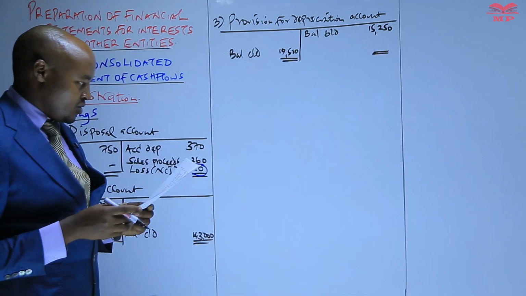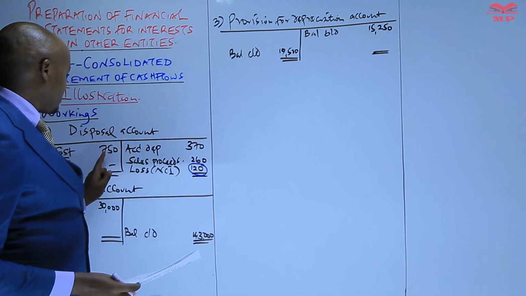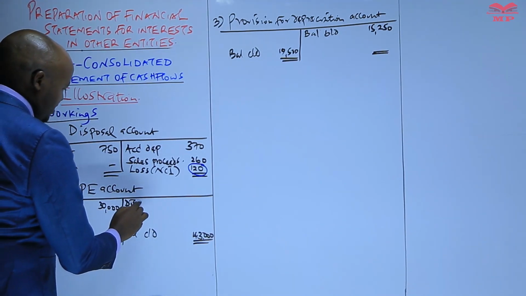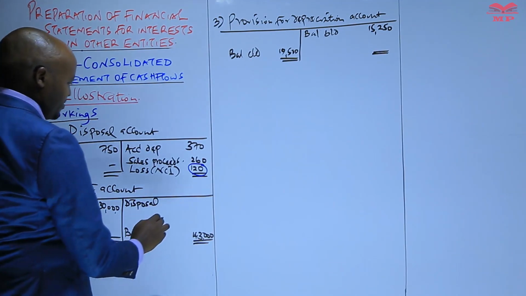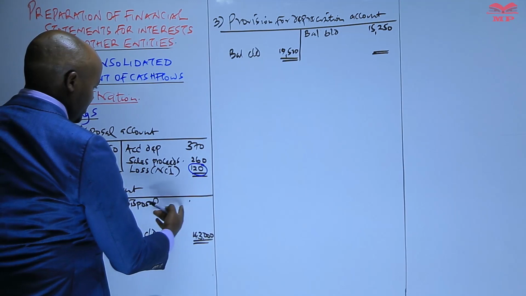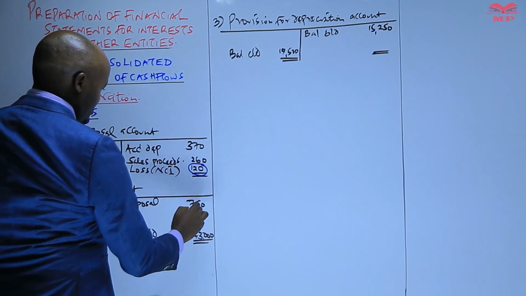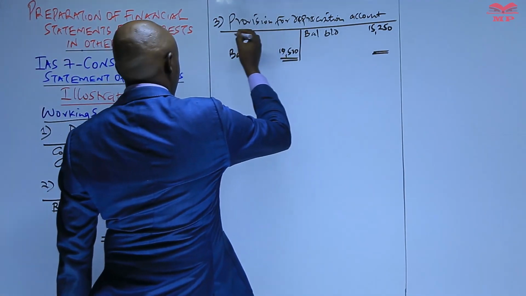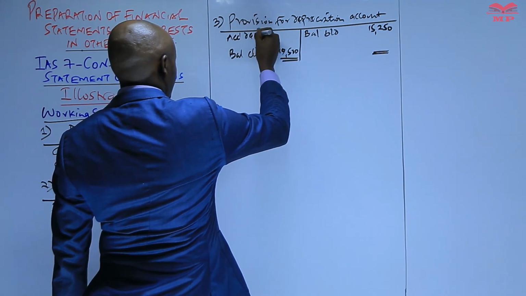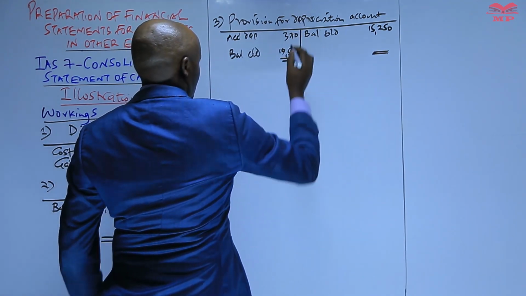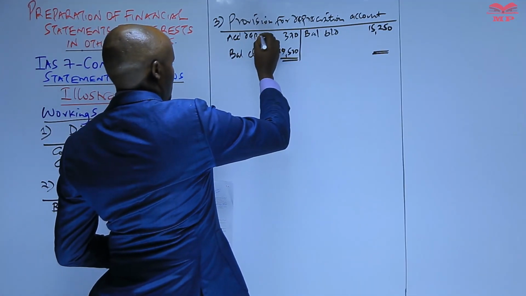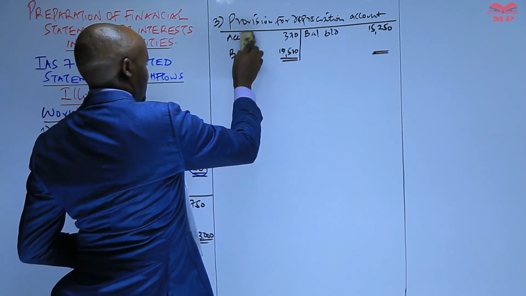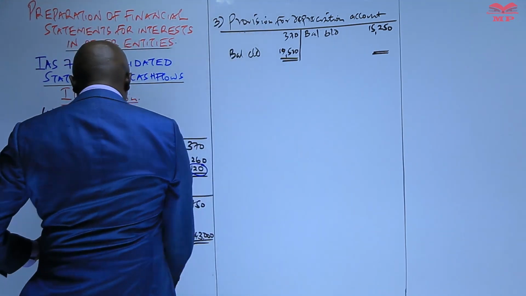Then also, as per the information given in note 1 regarding this item of PPE which was disposed, anytime an item of PPE has been disposed, we credit it in the PPE account because it reduces the value of PPE at the start, and we credit it at cost, which is 750. And then the accumulated depreciation for this item which was disposed, we debit it in the provision for depreciation account. Accumulated depreciation, which is 370. Yes, that is the accumulated depreciation on the item of PPE which was disposed.